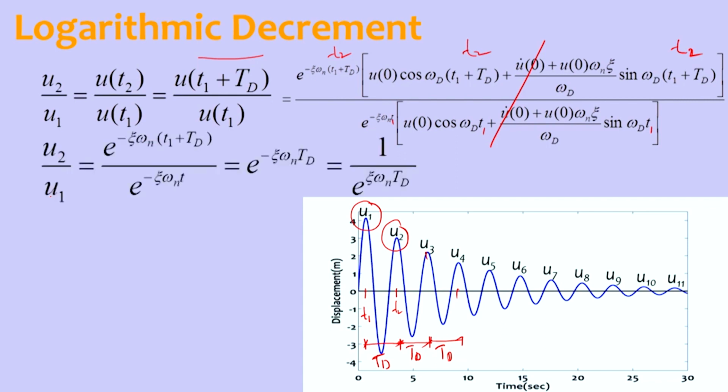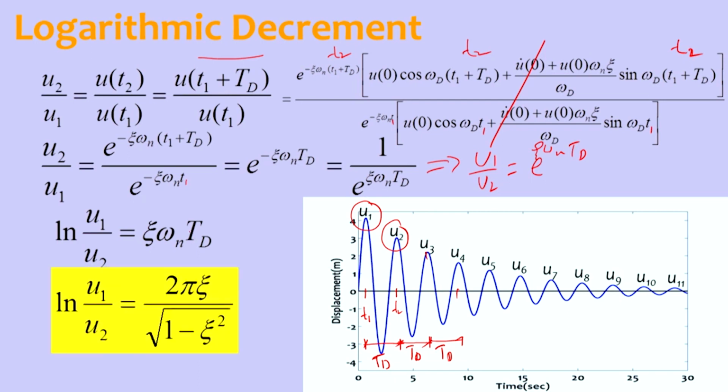We can write u2 by u1 as e to the power of minus zeta omega n (t1 plus td), divided by e to the power of minus zeta omega n t1. If we expand this, because the plus symbol is there in the bracket, we multiply the terms and the t1 term will go. That leaves us with e to the power of minus zeta omega n td. To remove the negative sign in the exponential, we write this as 1 by e to the power of zeta omega n td. If we reverse it, we can write u1 by u2 equal to e to the power of zeta omega n td. Now we apply the natural log to this u1 by u2 ratio, and that will be equal to zeta omega n td.